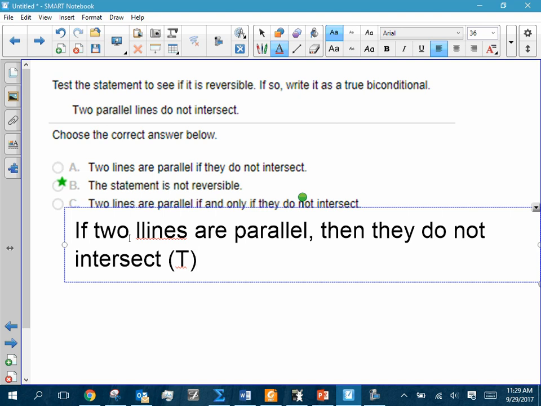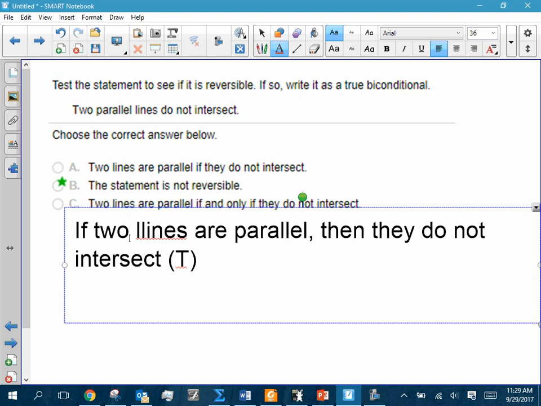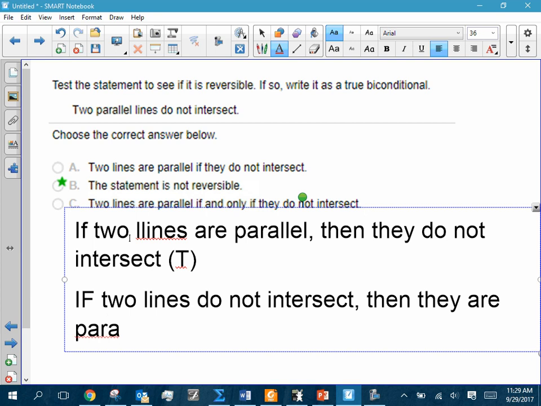If two lines are parallel, then they do not intersect. Now, if I say if two lines do not intersect, then they are parallel. That is a false statement. Why?